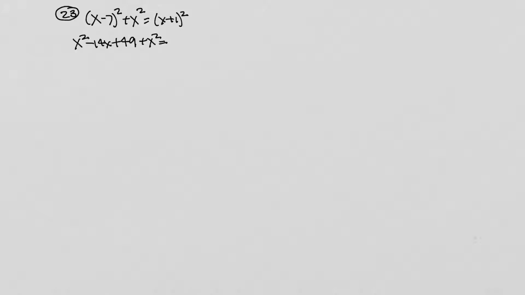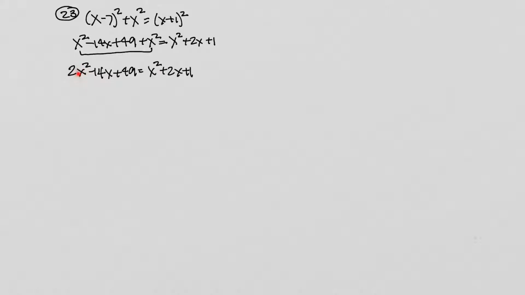equals, okay, the pattern again: square the first, x squared, multiply the two together, 1x, double it, 2x, and square the last. 1 squared is 1. We can simplify this left side a little bit. Let's combine those. So we'll get 2x squared minus 14x plus 49 equals an x squared plus a 2x plus 1.